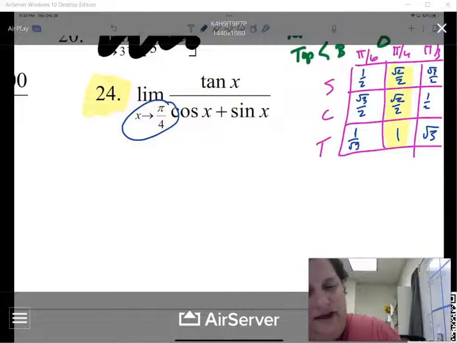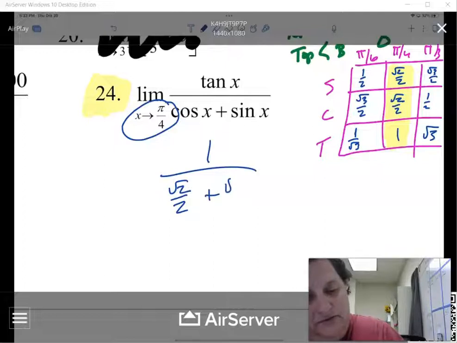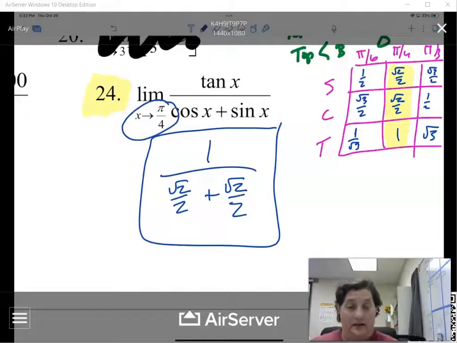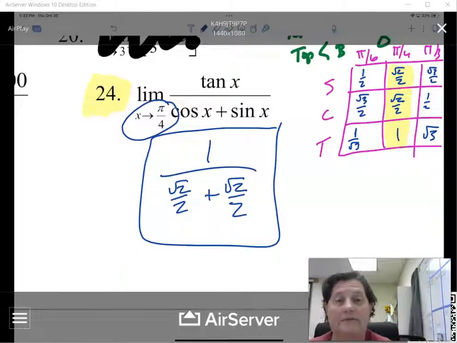Okay? Tangent of pi over 4 is 1. Cosine of pi over 4 is root 2 over 2. Sine is root 2 over 2. Guys, on a free response question, meaning it's not multiple choice, you may leave your answer like that. Absolutely. You never have to simplify, okay? So any question that's not multiple choice where you're writing your answer, you can leave it like that.